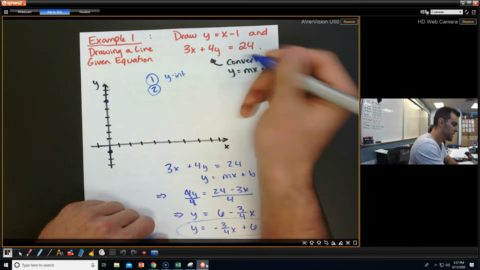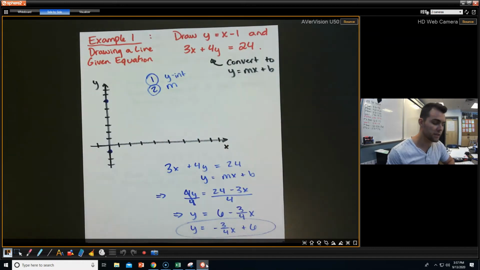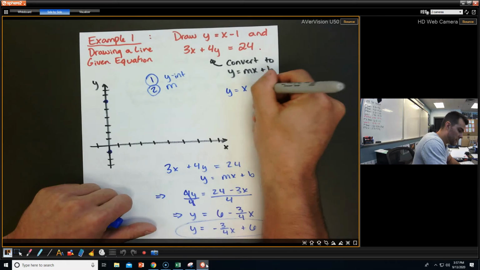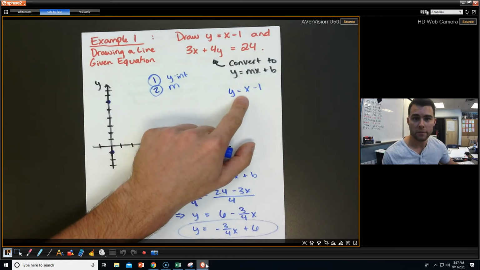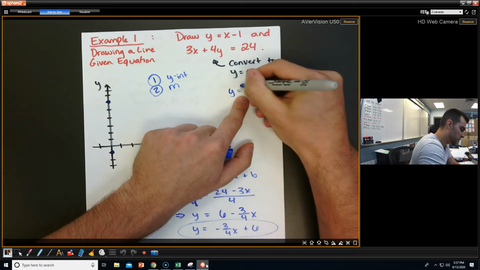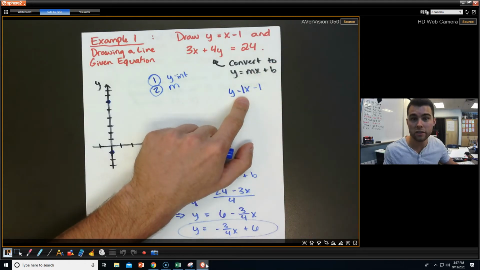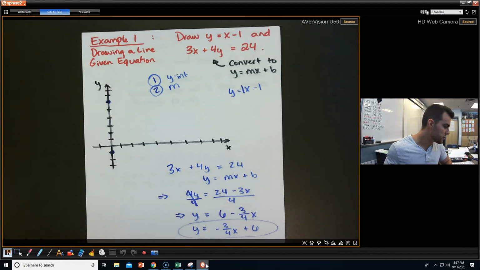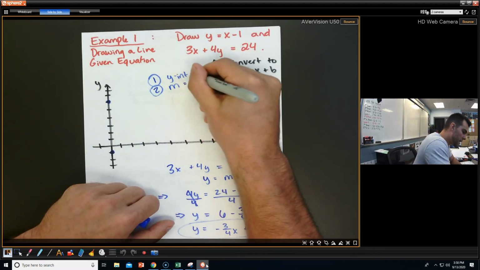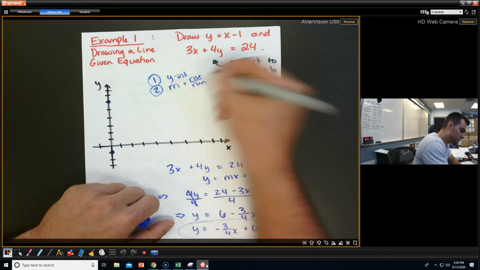The second thing we need is the slope. And we have the slope for both of them. Okay? This guy right here, y equals x minus 1. Well, there's no m out in front, but there kind of is. It's kind of hidden. It's like a ghost. It's actually 1x minus 1. It's a slope of 1 over 1. So if I'm doing my slope, remember, that's the same as rise over run.